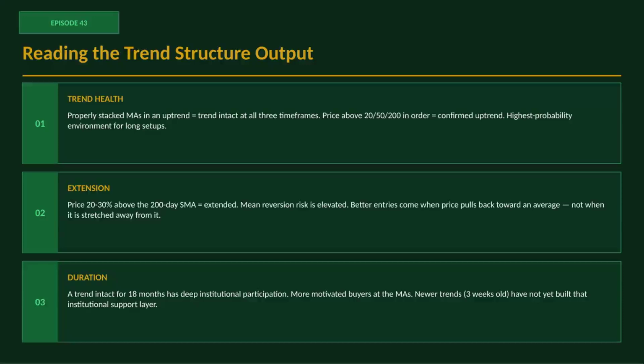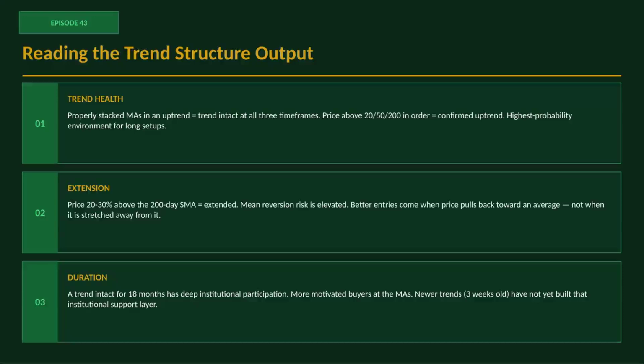Moving average stacking, where each shorter average is above the next longer one in an uptrend, is the cleanest sign of a healthy trend. When they are properly stacked, pullbacks tend to find support at the nearest average. When they are tangled, the market is in transition and the trend signals are unreliable. From the trend structure analysis, extract three things.